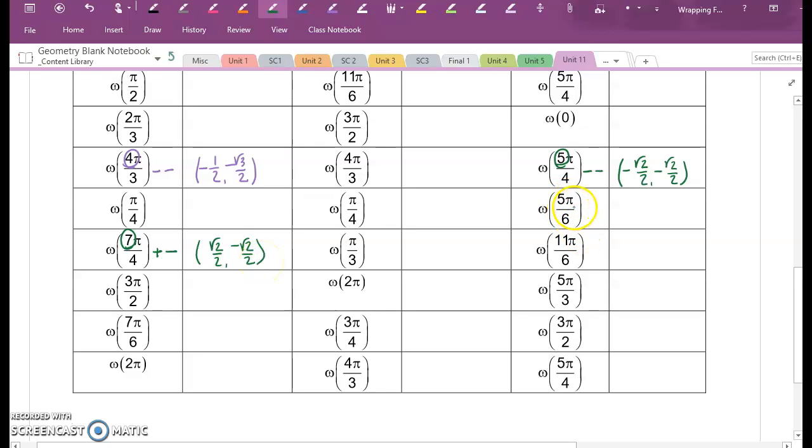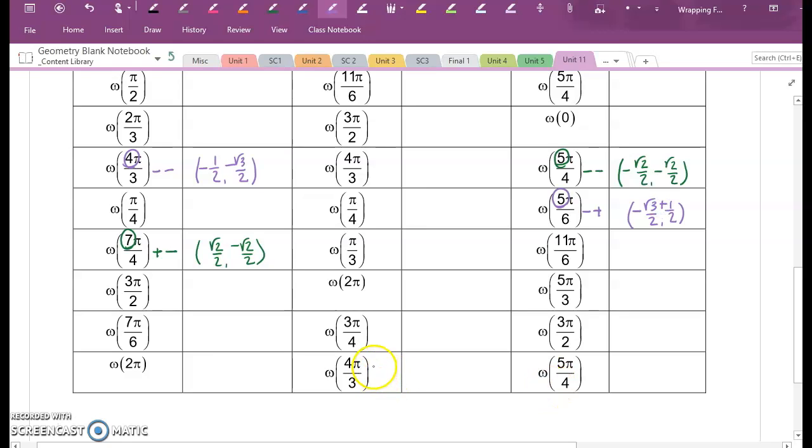Let's do 5 pi over 6. So I'm backing up a little bit. So for 5 pi over 6, denominator of 6, 3 times 2 is 6, so square root 3 over 2 goes first, followed by 1/2 second. This is going to be in the second quadrant because it's 1 less than the denominator, so it's negative, positive.